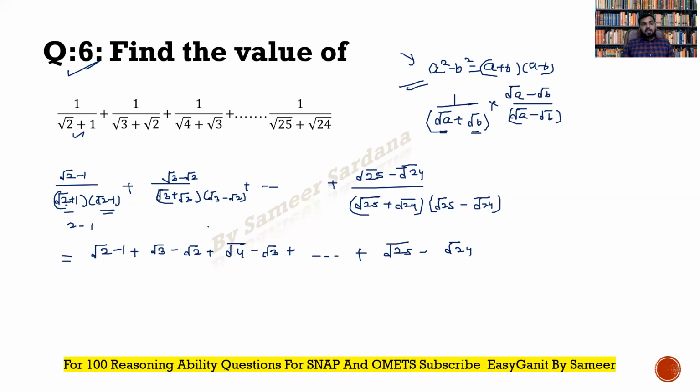Now, if you observe carefully, all these terms are consecutive, so these values will get cancelled with each other. If I write down all the terms, finally, I'll be left with root 25 minus 1. Root 25 is 5. 5 minus 1. Answer to the question will be 4. That's the correct answer to the question, right?